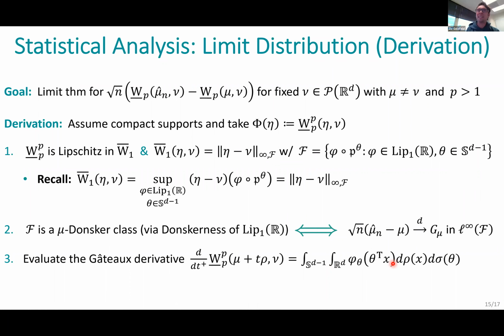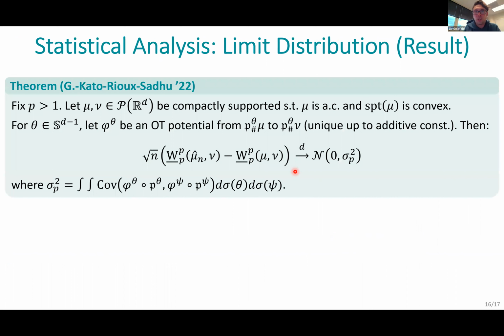But this basically gives me everything that I need in order to apply the general theorem, which yields the following limit distribution result, which essentially gives me asymptotic normality of this empirical average sliced Wp distance with the limiting variable characterized by this formula, which comes from the derivative expression that we've seen on the previous slide.